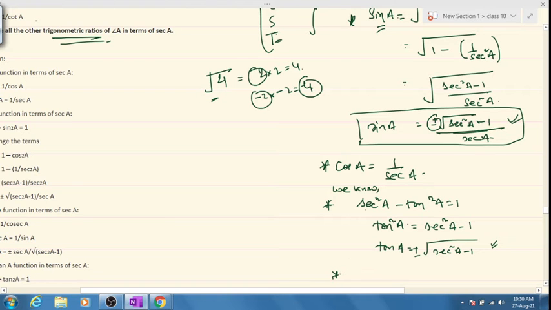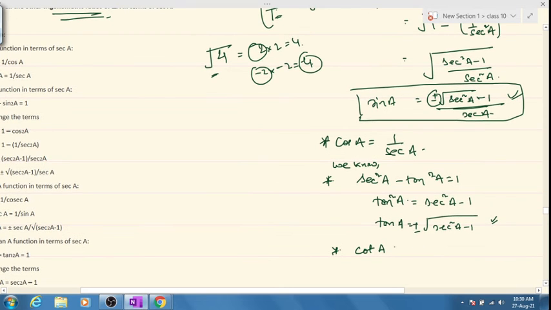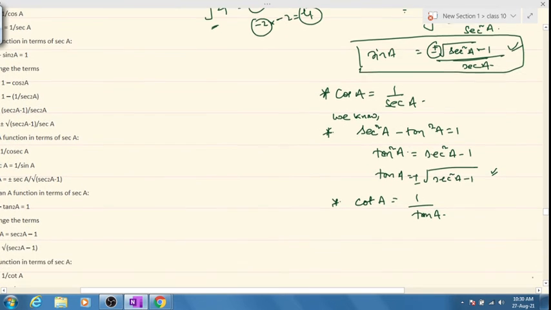Now what do we have? Tan has been converted. We don't need sec, we need cot, right? Cot A can be easily written as 1 by tan A, yes or no? If we name this equation 1, so instead of tan A, can I write this 1 by root over, yes or no? Any issues, anyone? Cot has also been converted into sec square A.